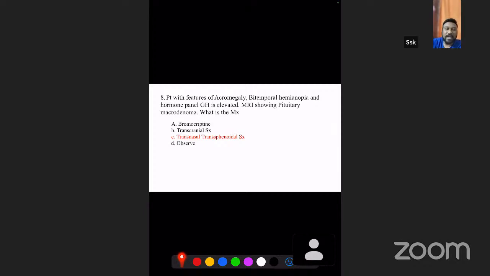In fact, this is the only tumor in the entire brain that you can treat with medical management, despite it being a tumor. That would be prolactinoma. For all other tumors, it is going to be surgery. And in this case, in acromegaly, again, it is going to be surgery.